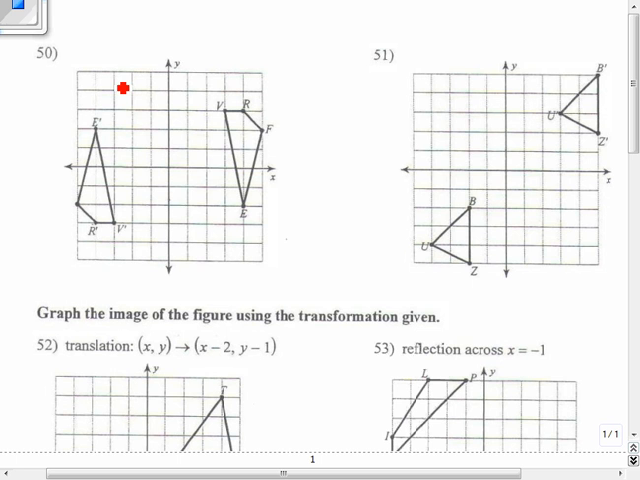Okay, on problem 50, we are still writing a rule to describe the transformation. So on problem 50, let's take a look. What kind of transformation are we dealing with here? A rotation. Clearly we have a rotation.